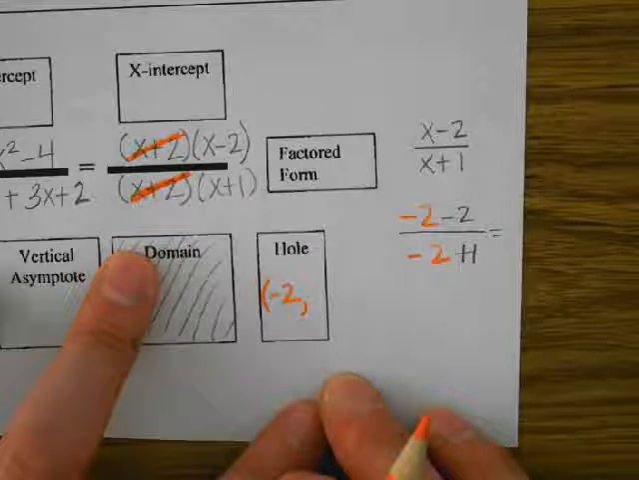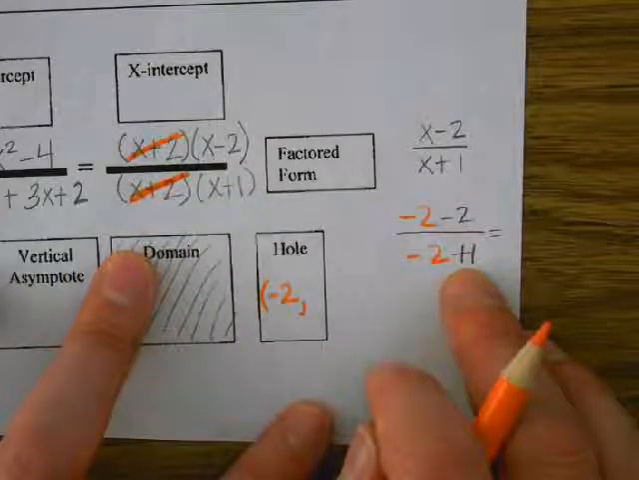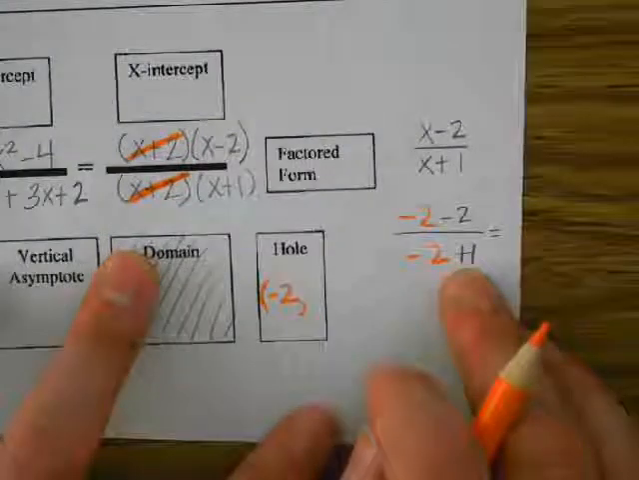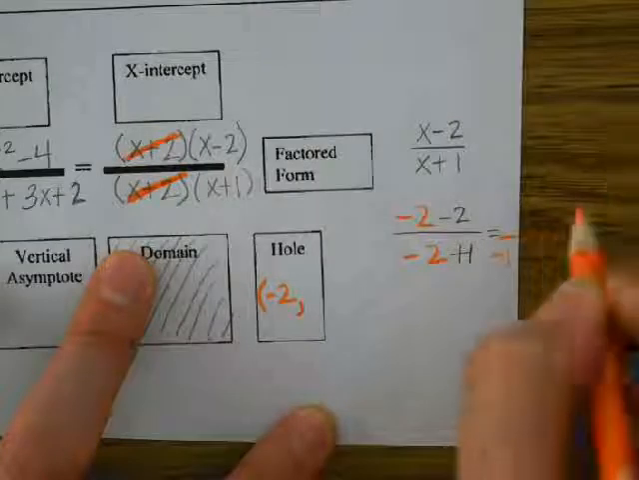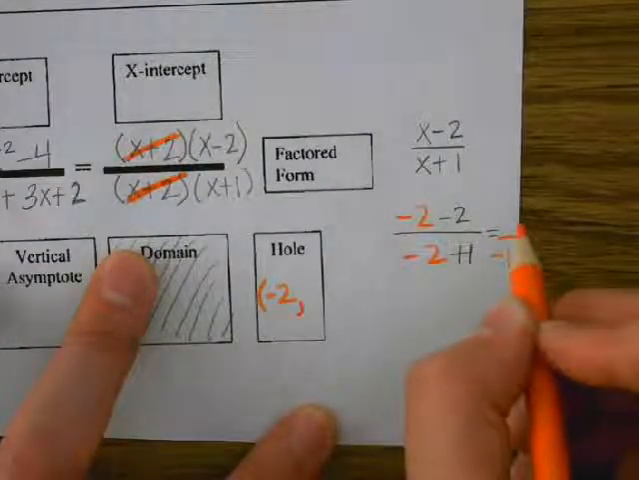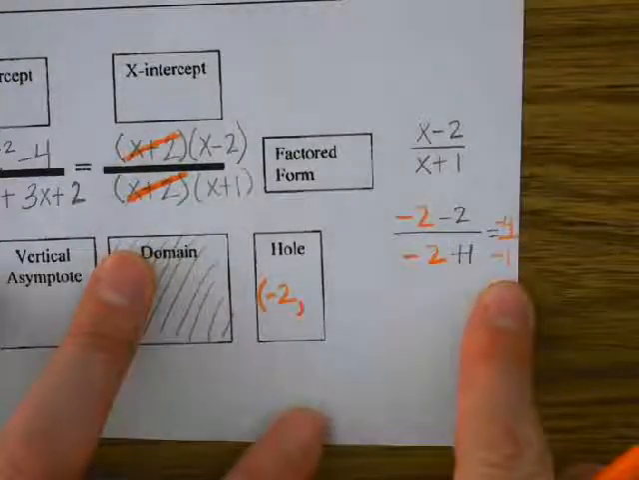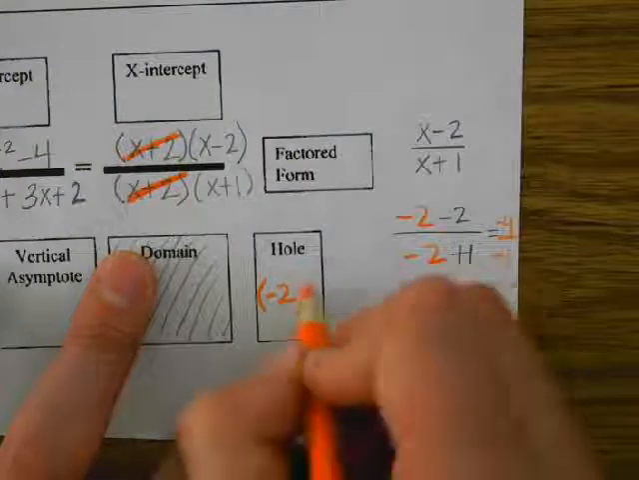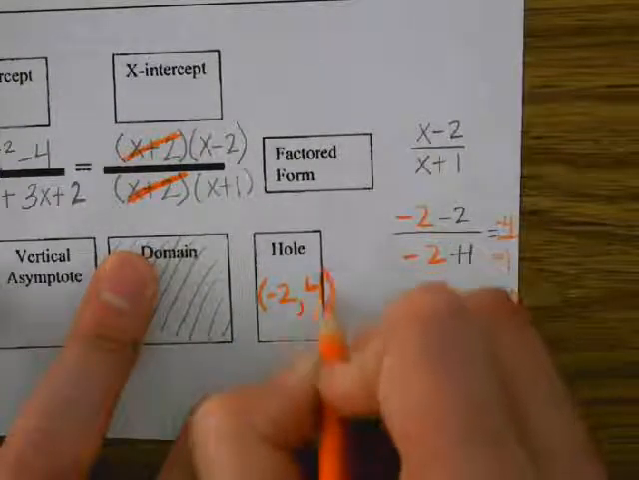Someone at Courtney's table, can you tell us what the y-coordinate ends up being? The bottom is negative 1. The top is negative 2 minus 2, negative 4. Mm-hmm. So what's negative 4 divided by negative 1? 4. Okay, so there's the hole.